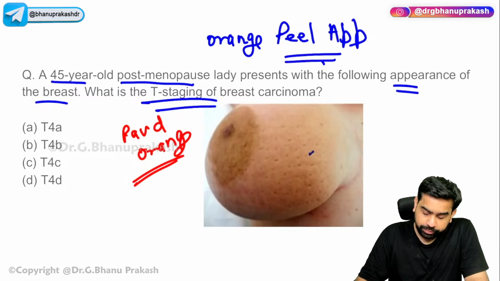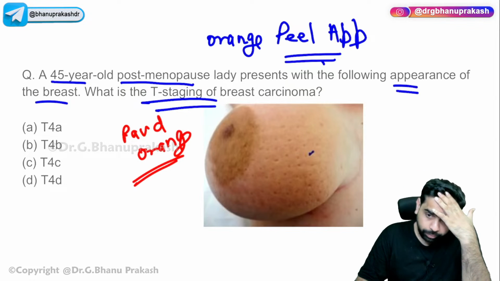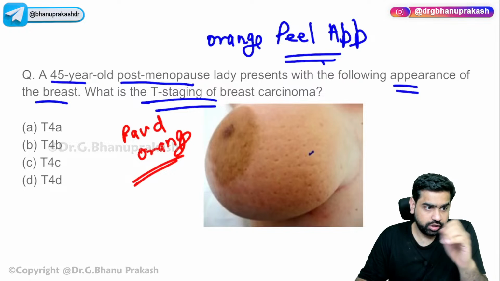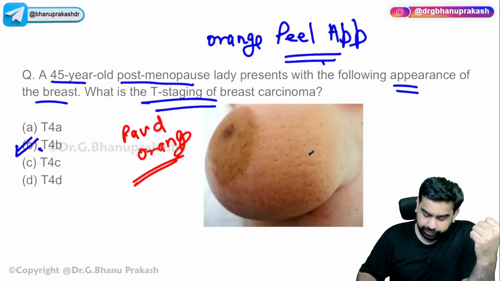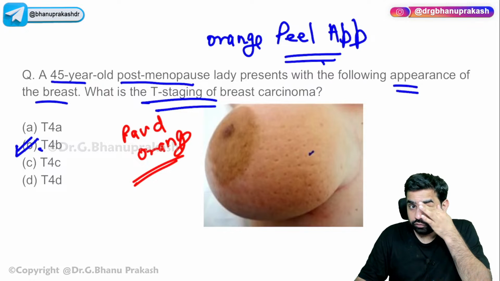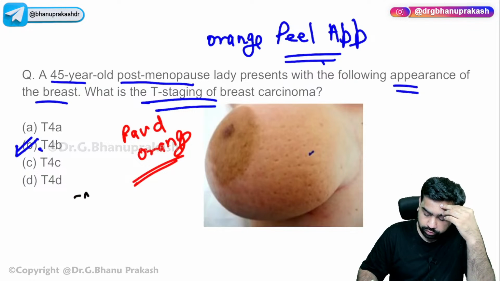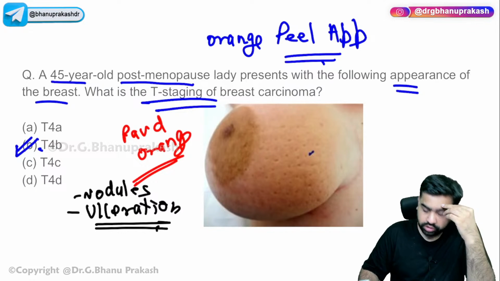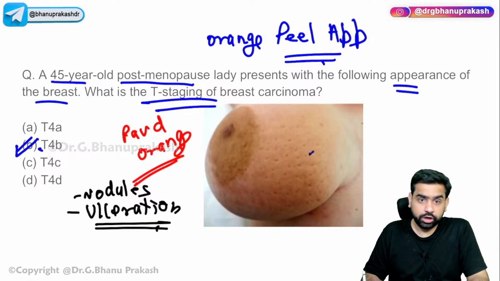This orange peel appearance tells you about the involvement of the skin, and involvement of skin is basically T4b. Note, it is not T4d; T4d is inflammatory breast carcinoma. Over here, the answer is T4b. So what other things are included in skin involvement? First is peau d'orange. What else? If they give you nodules or ulceration, these are parts of skin involvement.